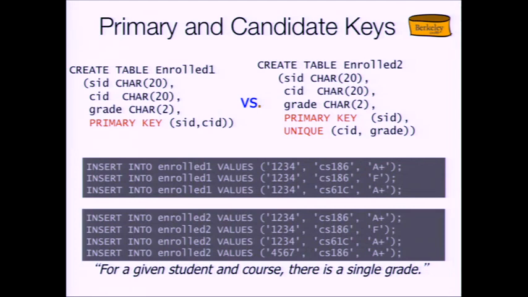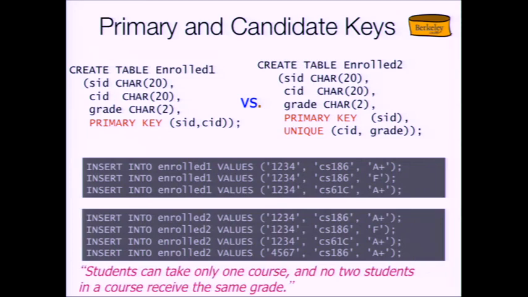Okay, so that's a really important point: when we talk about keys in a relational database, it can be an individual key or a set of keys, right? In this case, the primary key is the set of these two keys, SID and CID, and in this case, the primary key is just the single column SID. Okay? All right, so anyway. This is the definition of Enrolled 2. It says students can take only one course and no two students in a course can receive the same grade, right? Which is really probably not a very good database design, okay?